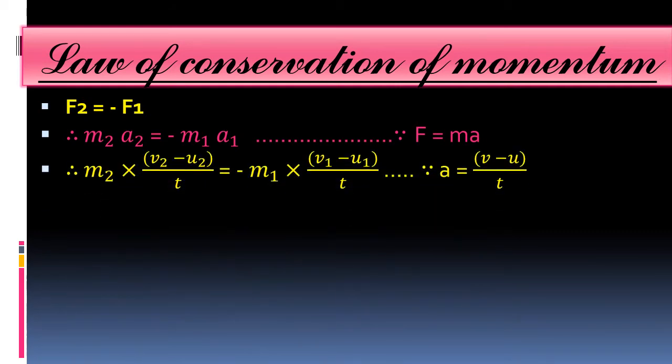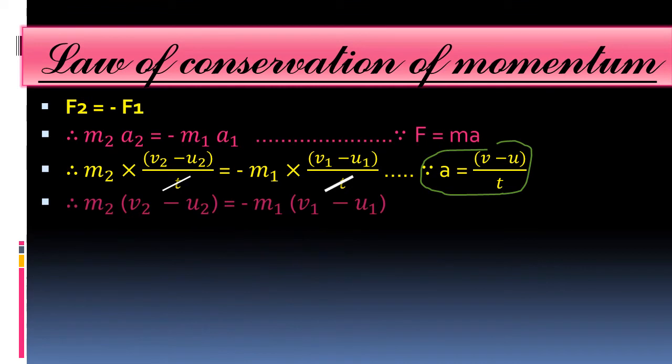Okay, now next step here, given that m2 a2 is equal to minus m1 a1, in the place of a2 we can write v2 minus u2 upon t, and for this you can refer to my previous video. Now the acceleration of the first object will be v1 minus u1 upon t. Why? Because acceleration is equal to final velocity minus initial velocity upon time. So in this step we can cancel t and t.